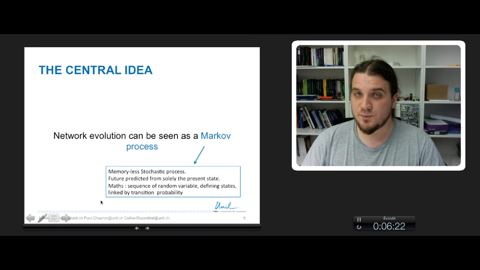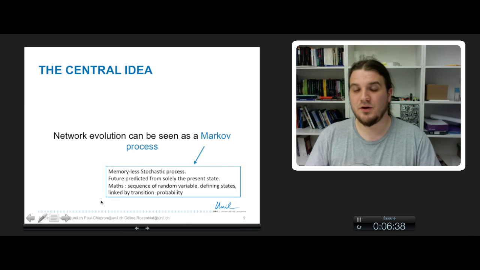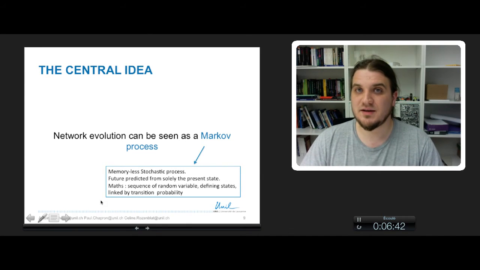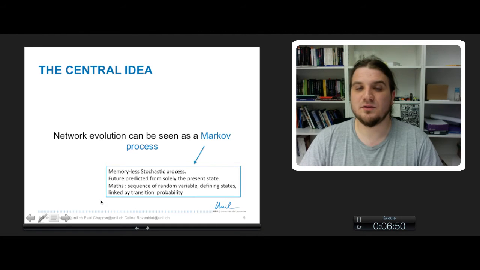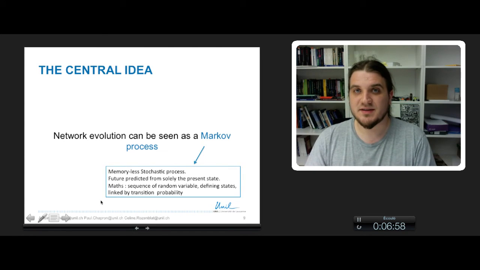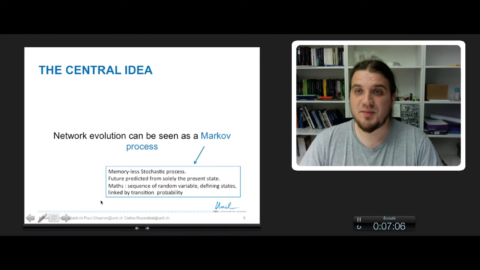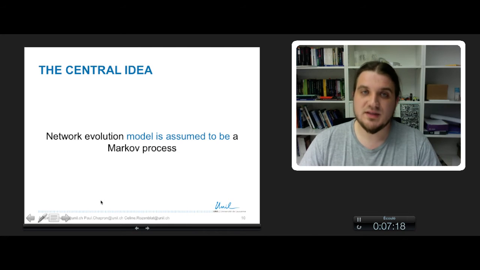So you can predict the future state of your system using only the current state of your system, using only the present. The past of the system, the sequence of past states occupied by your system, is not relevant to predict the possible states in which your system will be. From a more mathematical point of view, a Markov process is a sequence of random variables defining states, and the set of all states is called the outcome space. And these states are linked by transition probabilities. So network evolution can be seen as a Markov process. If you say that in a more scientific way, you say that a network evolution model is assumed to be a Markov process.